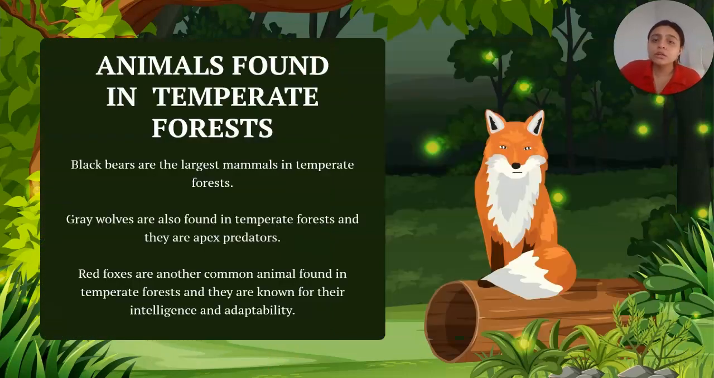Now the animals found in the temperate forests are black bears, grey wolves, red foxes and some other common animals who can adapt easily, who can adjust to the environment easily, because obviously these temperate forests have a moderate climate. So the animals and plants can survive easily by adapting.